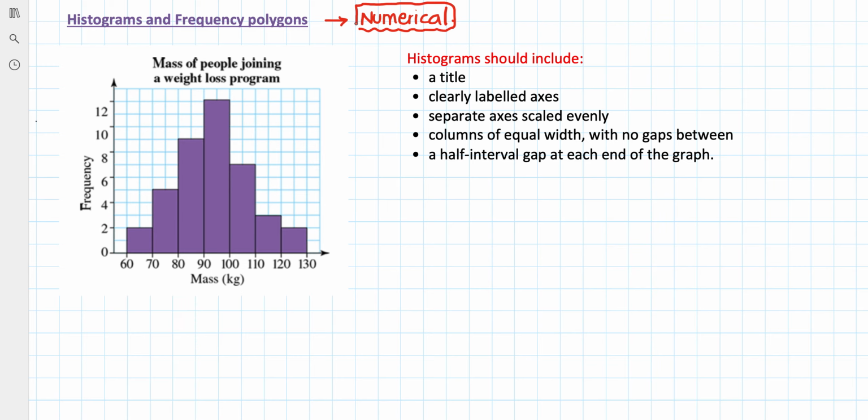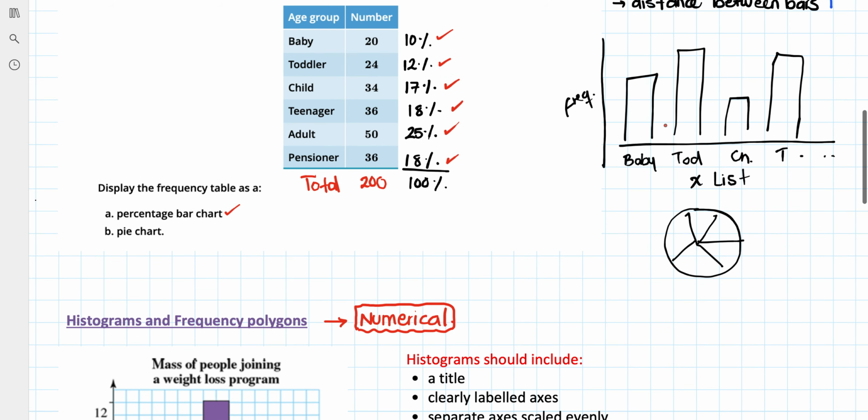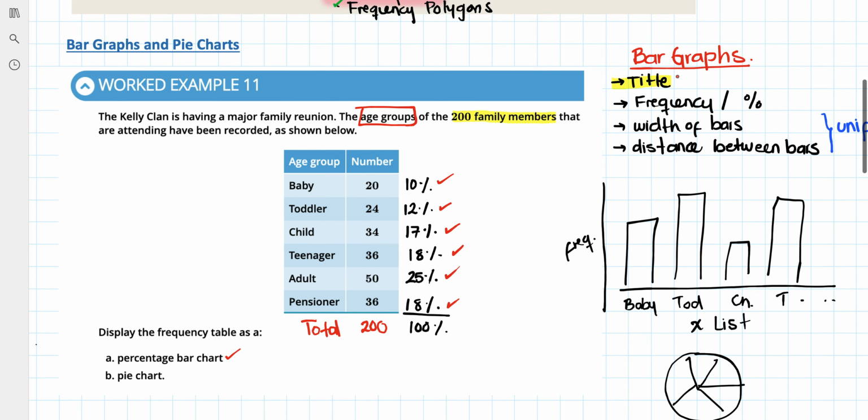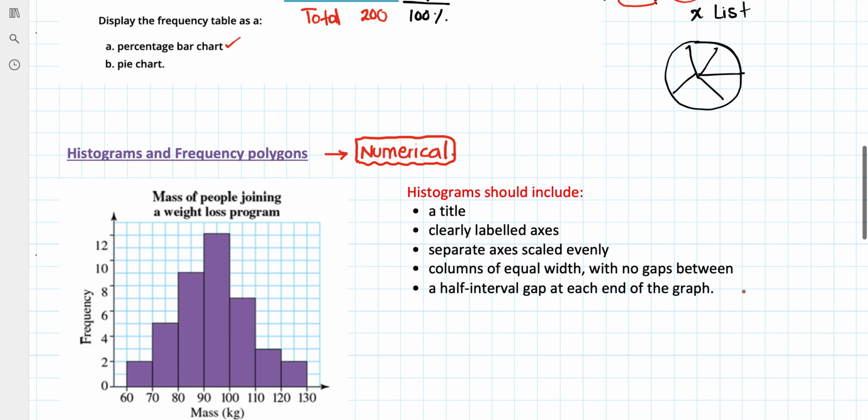because one of the differences between a histogram and a bar chart is that in histograms, the columns are close together. There are no gaps. Remember that in bar graphs, we said that there had to be a distance and the distance had to be the same. And this is for categorical data. Remember that bar graphs are for categories, like here I have baby, toddler, children, or whatever.